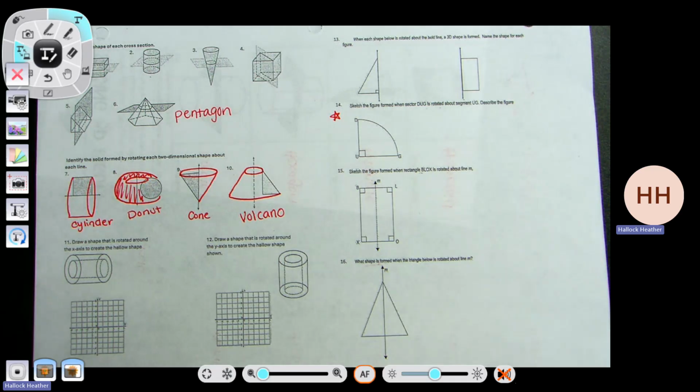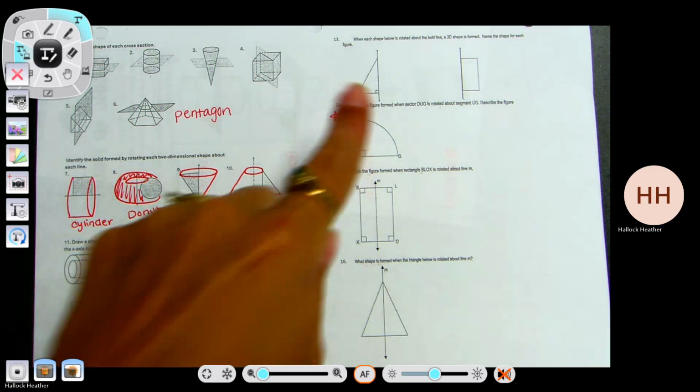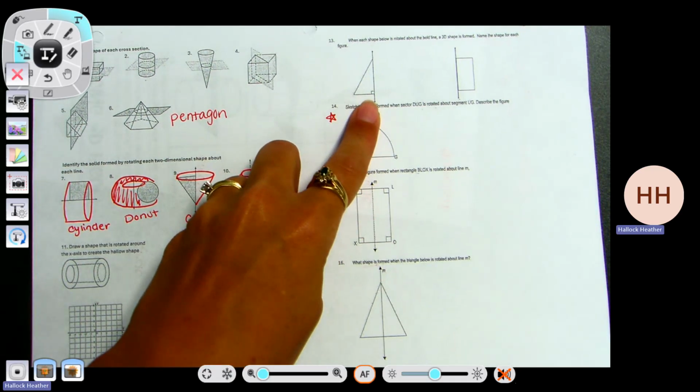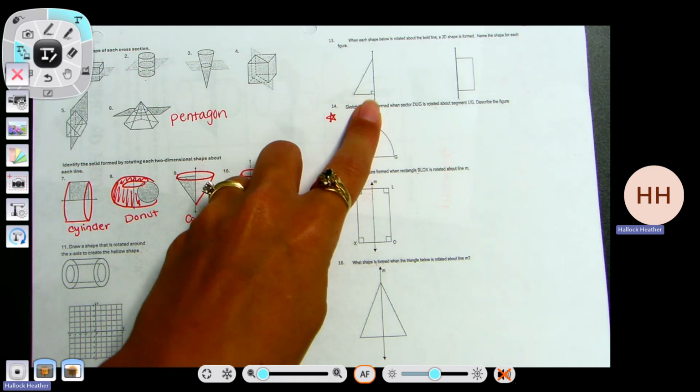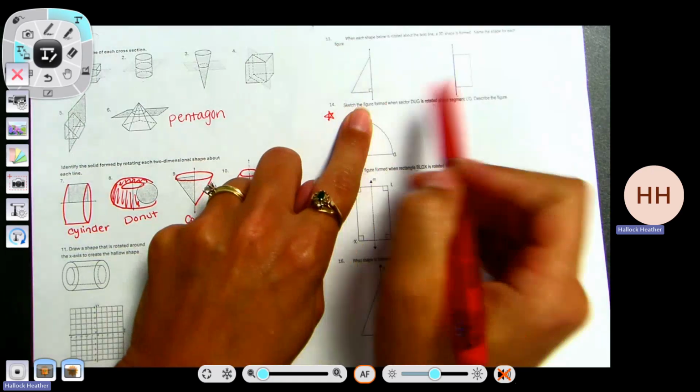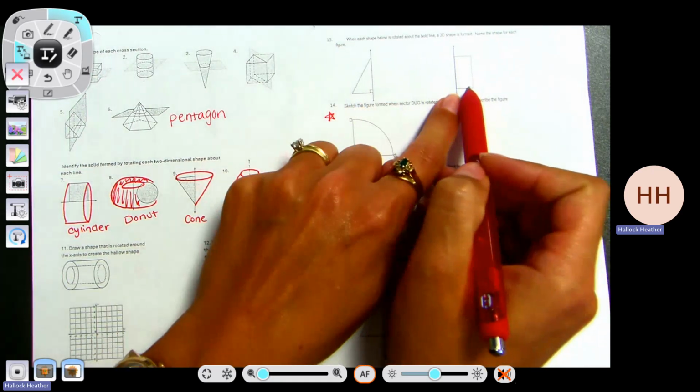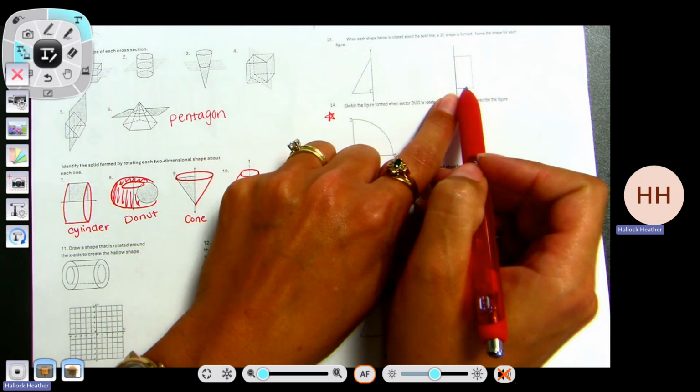Okay, let's talk about it. What shape would that make? A cone. It's just upside down, but it's fine. So it's upside down, but it's a cone. What about this one? Cylinder. Good. Let's skip 14 for now. Or actually, let's do 14.